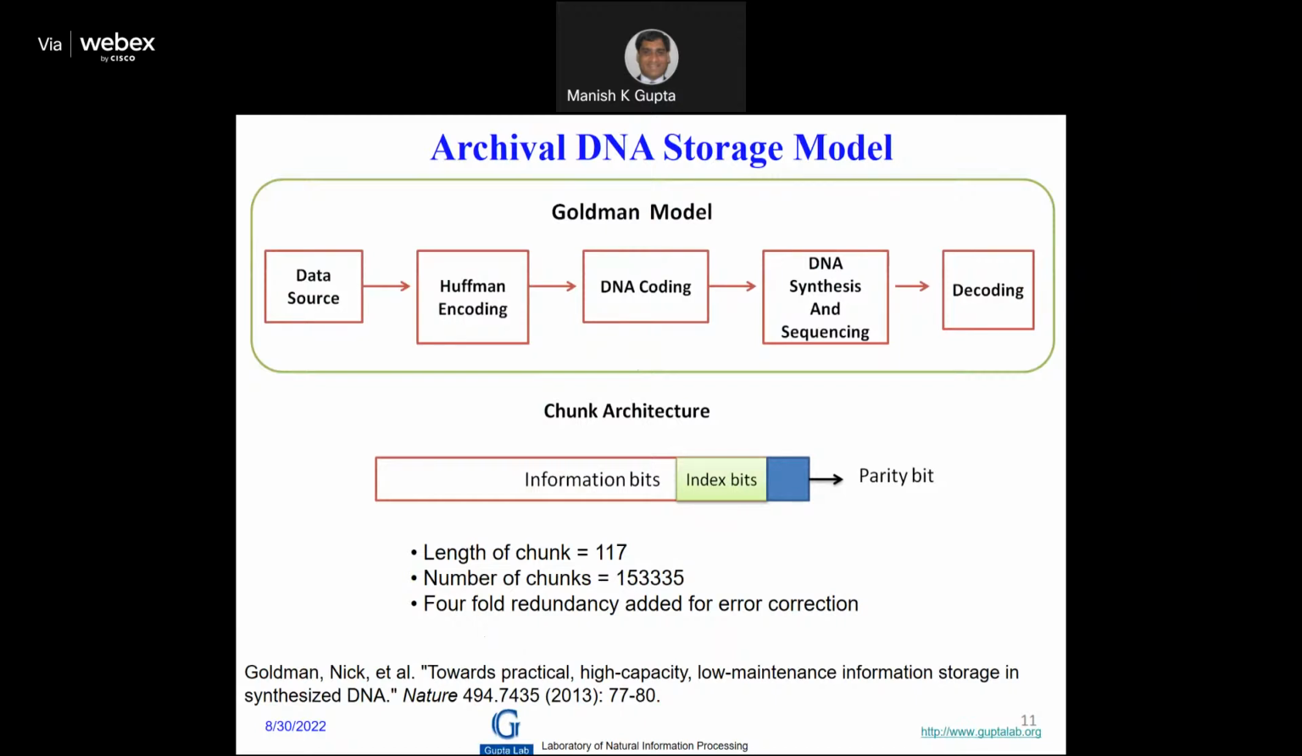That's also an interesting mathematical problem as well as an engineering problem, because if an error occurs in a primer, it's a much bigger problem. Your whole architecture will go away, right? So you don't want primers to have errors; they should be error free. So how to design error-free primers? That's another interesting problem. Anyway, in the Goldman model, we have Huffman coding.